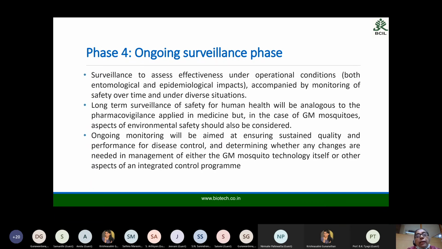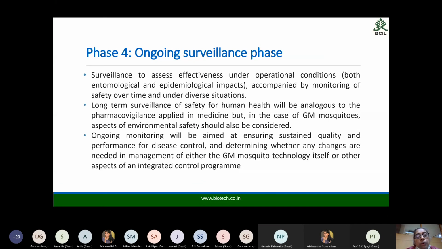So surveillance will be an ongoing activity throughout the trial phase, and this will be to assess the effectiveness under the operational conditions, both entomological and epidemiological, accompanied by the monitoring of the safety over time and under diverse situations. Long-term surveillance is considered equivalent to, if we have to keep in our mind, when we approve new drugs, this is followed by, for a certain defined period, what we call a pharmacovigilance program.